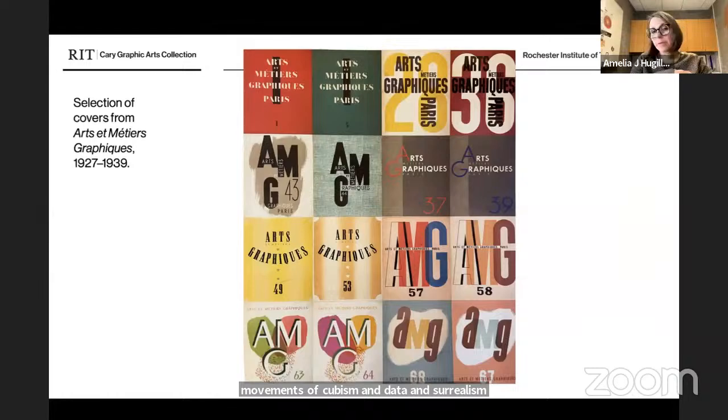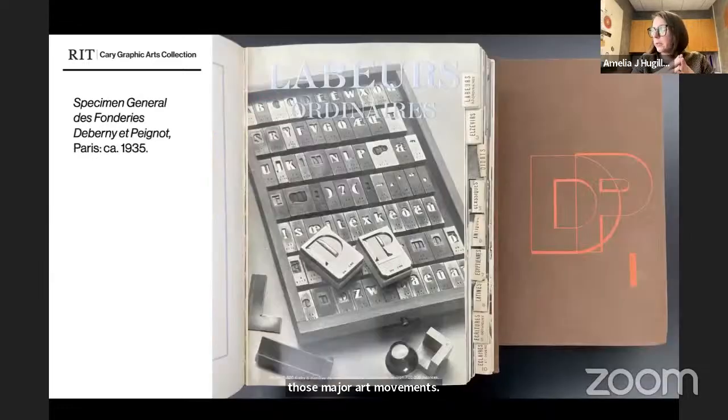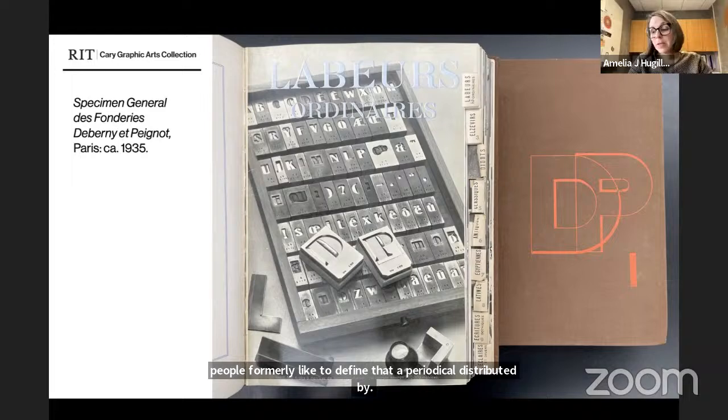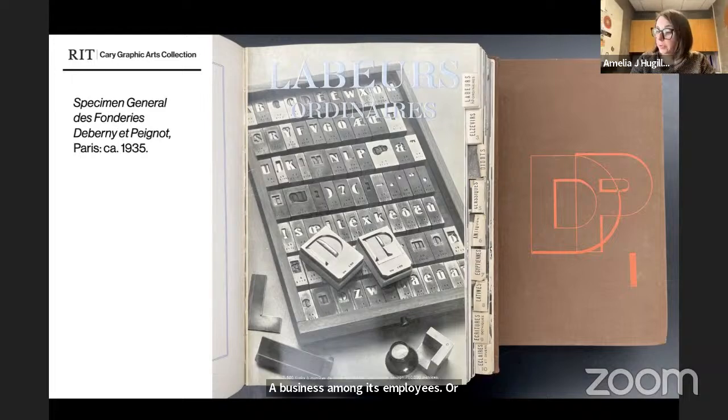Bubbling up in Paris during this era, a magazine called Arts et Métiers Graphiques was published in 68 issues. The title translates to Graphic Arts and Trades. It documented any topic about design, printing, photography, and all of these are disciplines influenced certainly by those major art movements. This Arts et Métiers Graphiques was actually a house organ, or as people formally like to define that, a periodical distributed by a business among its employees, or its sales personnel, or its customers.